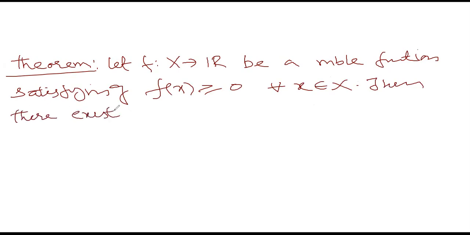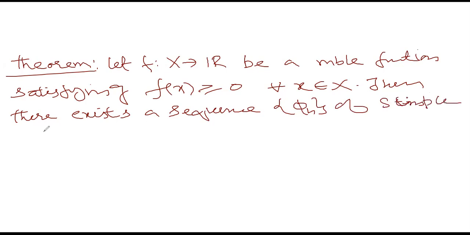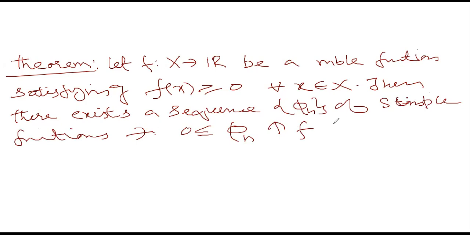Then there exists a sequence phi_n of simple functions, not step functions, such that 0 is less or equal to phi_n, and this sequence increases to f for all x in X. So given any non-negative measurable function, we can always find a sequence phi_n of simple functions such that the sequence is non-negative, monotonically increasing, and the limit of the sequence is equal to f.